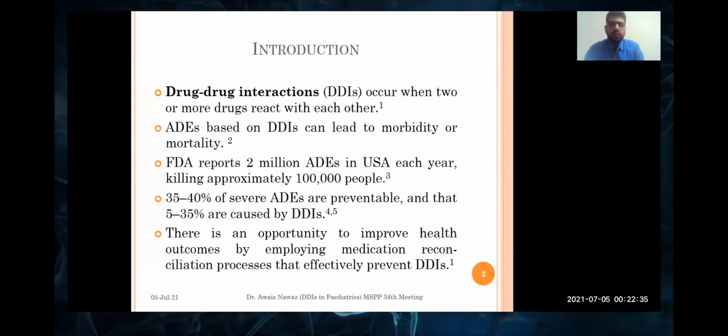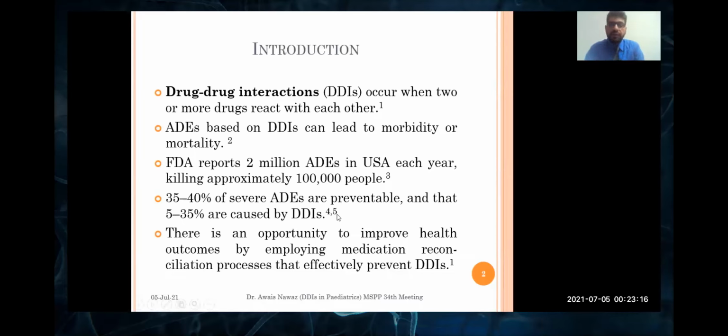We can call a drug-drug interaction something that occurs when two or more drugs react with each other. Such reactions can be safe, but sometimes adverse drug events based on these DDIs can lead to severe morbidity or mortality. The FDA reports almost 2 million adverse drug events in the USA each year. That's a huge number, and it can go up to the killing of approximately 100,000 people each year. Out of these, 35 to 40% of these severe ADEs are preventable. We assume that 5 to 35% are caused only by drug-drug interactions.